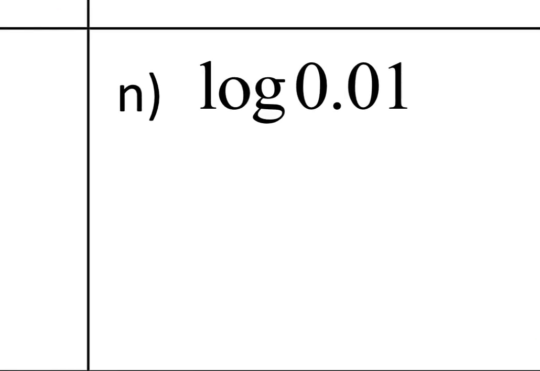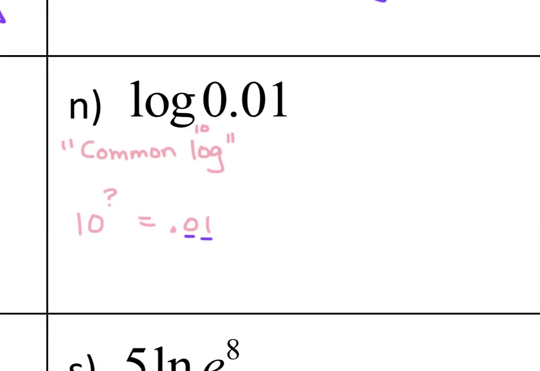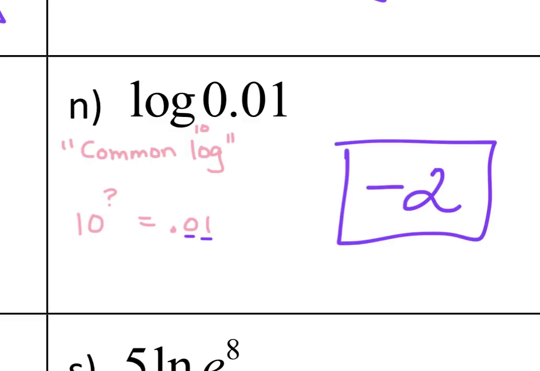And here you have to remember that log without a written base is log base 10. Remember, that's called common log. If there's no written base, it's base 10. So your thinking here is 10 to what power equals 0.01. And in these cases, you would count the number of decimal places. And because it's a decimal number with a 1 at the end, it's just going to be -2. 2 decimal places, -2.